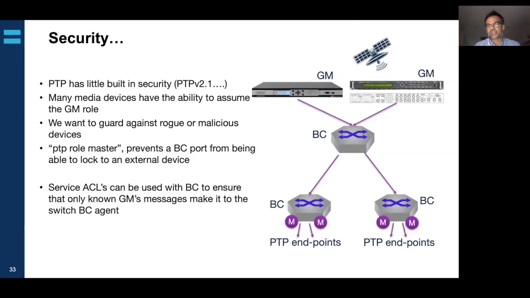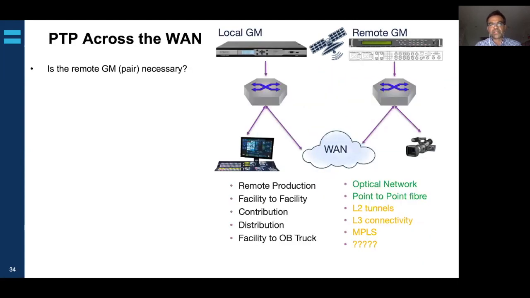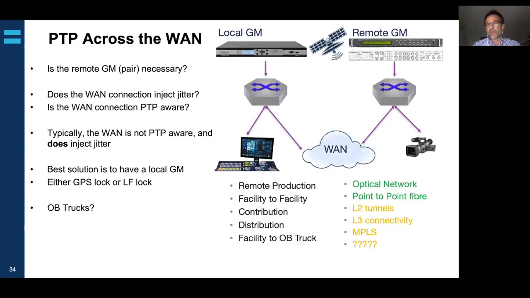If somebody happened to swap your GM out, that could cause you problems. But you can build in service ACLs, they're called in our world, which would prevent unknown GMs from becoming in charge of the network. So there's not a lot of built-in security, but the network can provide you with some security. And then finally, I wanted to talk a little bit about PTP across a WAN, remote PTP, and cover very quickly when you don't need PTP.